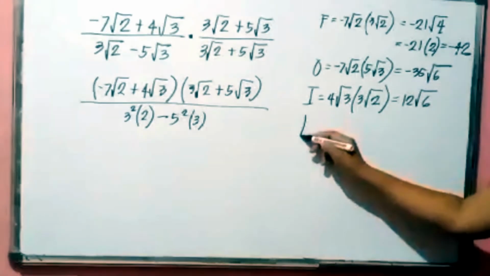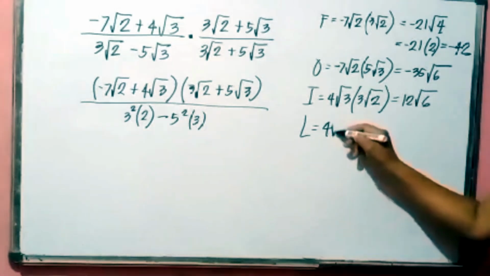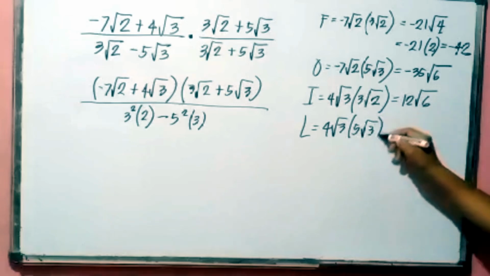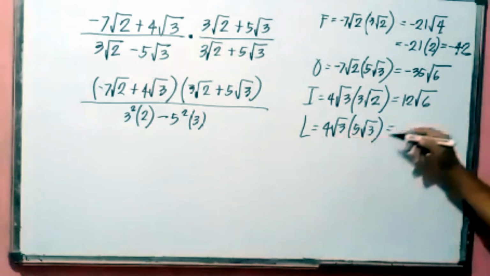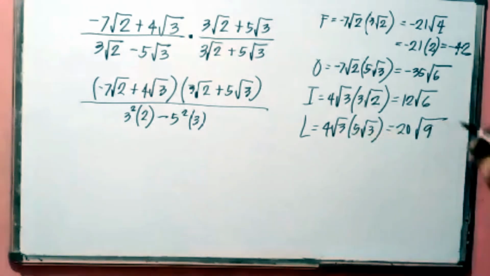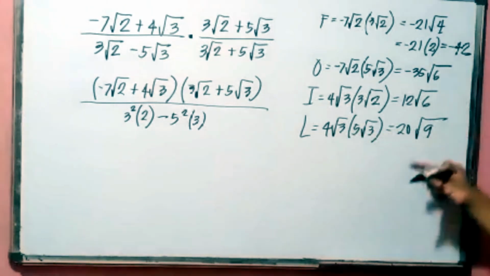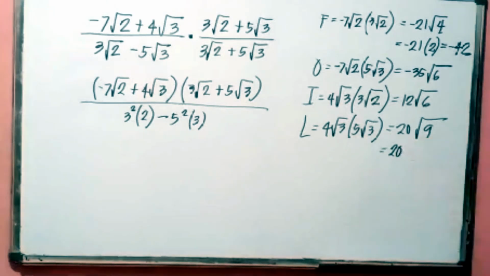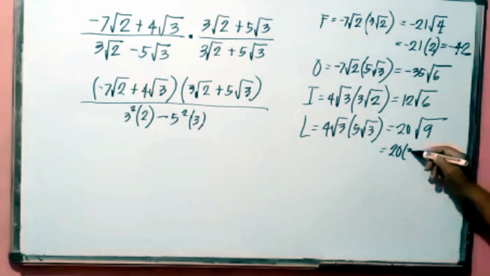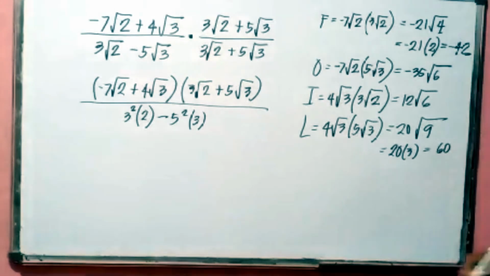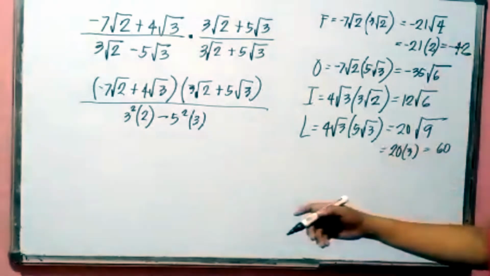Yan. Last terms tayo, 4 square root of 3 times 5 square root of 3. Okay? 4 times 5 is 20. 3 times 3 is 9. 9 is perfect. So, tanggalan mo siya ng square root. Copy mo na 20. The square root of 9 is 3. So, 20 times 3 is 60. Okay, meron tayong sagot na sa numerator. So, we will write them horizontally.